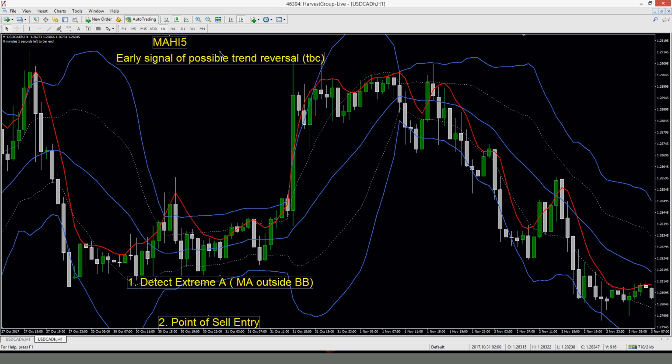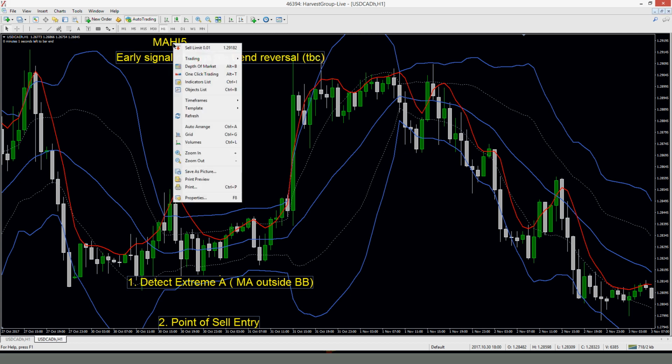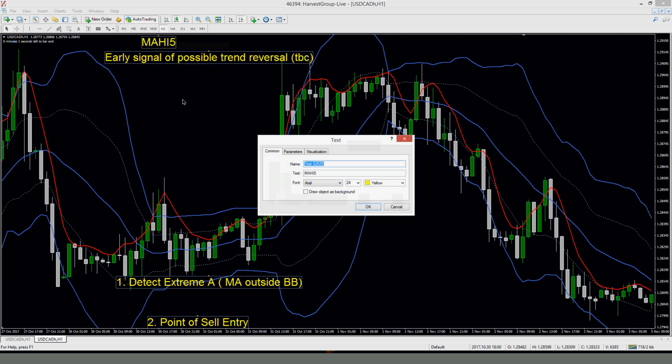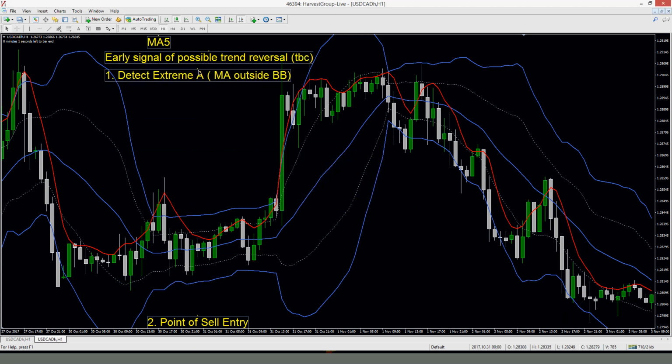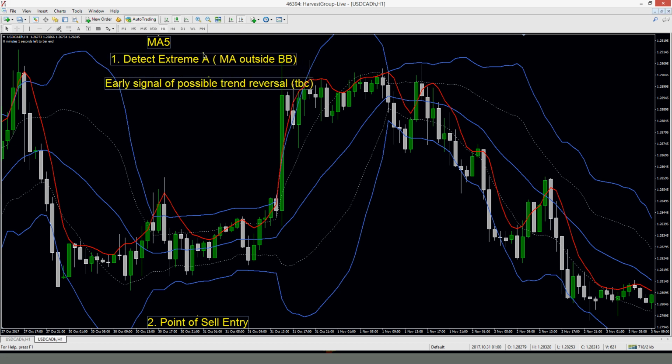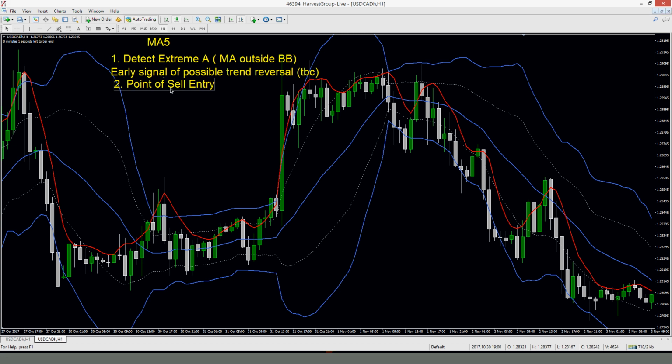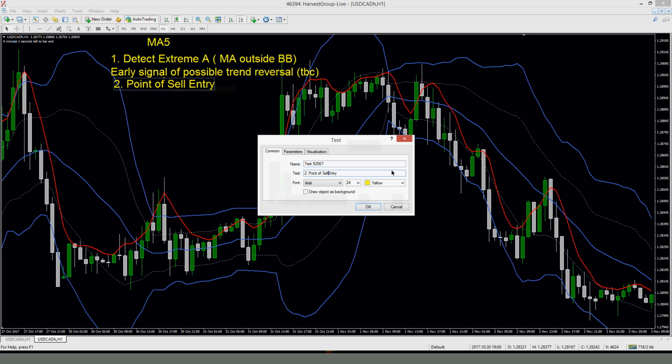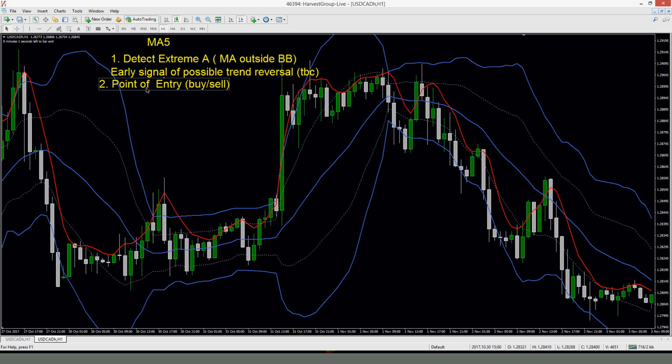So the function of my... okay, let me just put that simplified like that. So the first one, MA5, is to detect extreme A, which is MA outside of the Bollinger Band. Okay, and obviously, the second one is a point of entry, whether it's buy or sell. Okay, depends on which MA you're looking at, MA5 you're looking at.